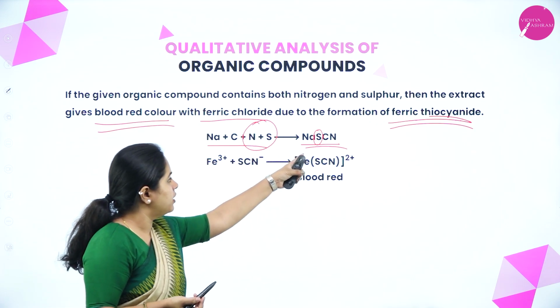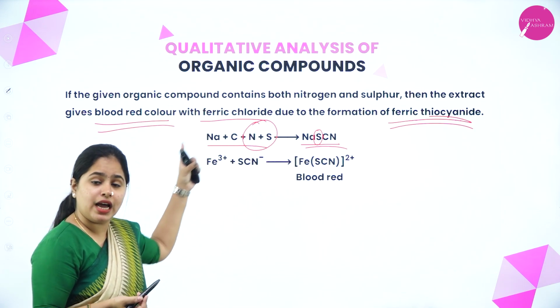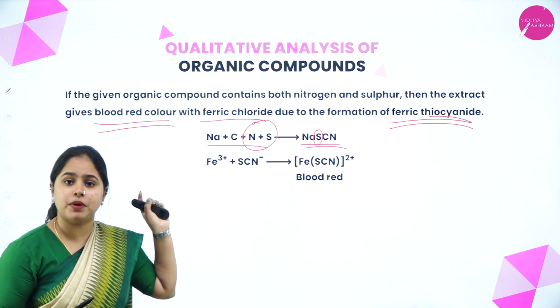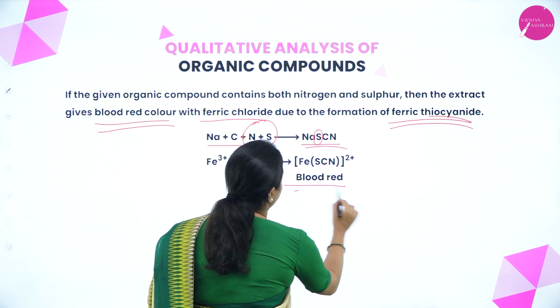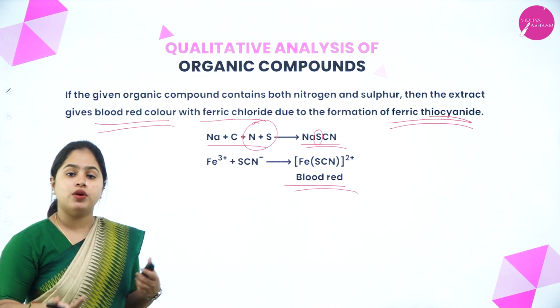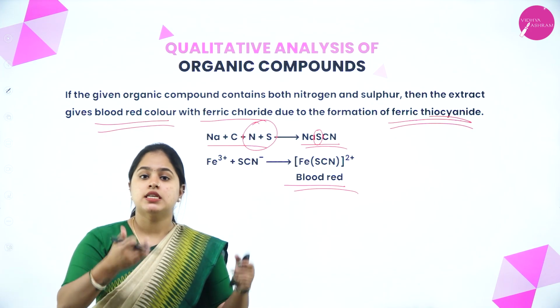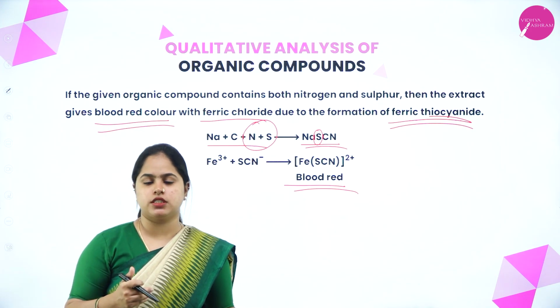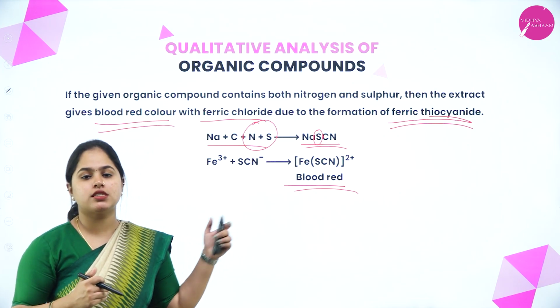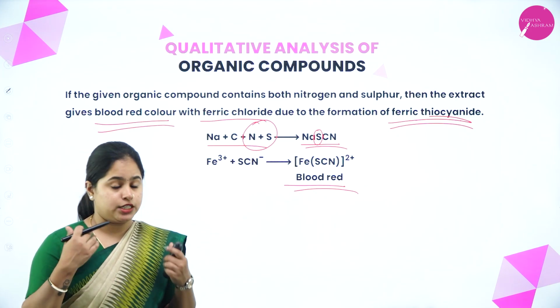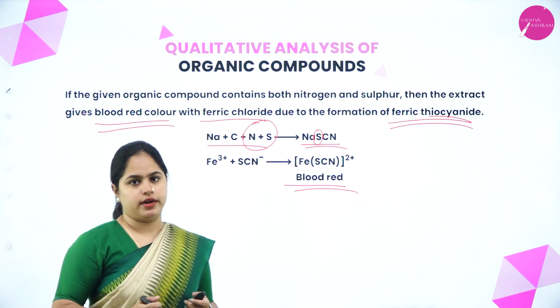So now when this sodium thiocyanate reacts with ferric chloride, instead of getting Prussian blue color, you will get a blood red color, right? This is when there is sulfur as well as nitrogen present in your organic compound. So this is the detection when both of them are present. Instead of Prussian blue color, you will get blood red color, right?